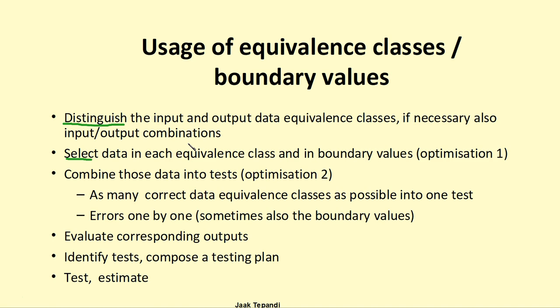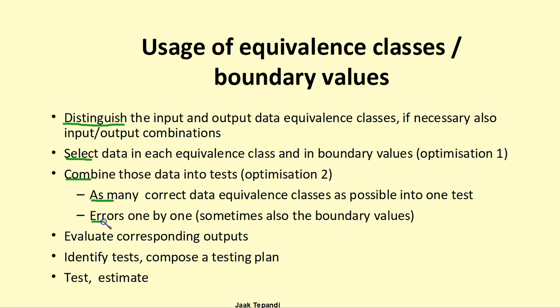If we have a real number from 0 to 10, then a possible number of inputs from this range is very, very large, but we will take only one of these. Then we combine those data into tests. If we have two inputs, we can combine as many correct equivalence classes as possible into one test, because the correct data can be combined between each other.